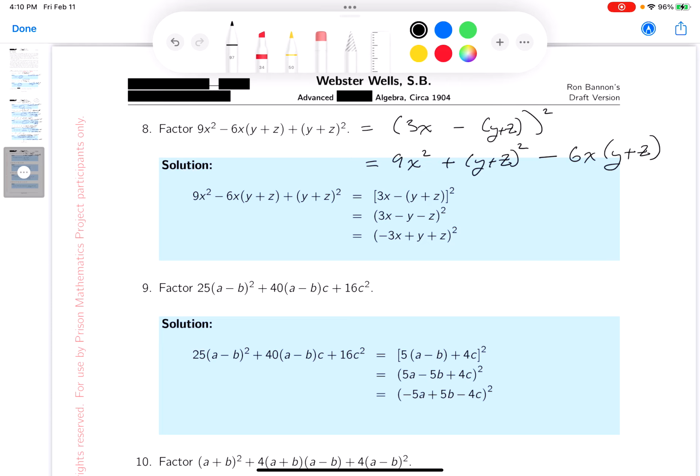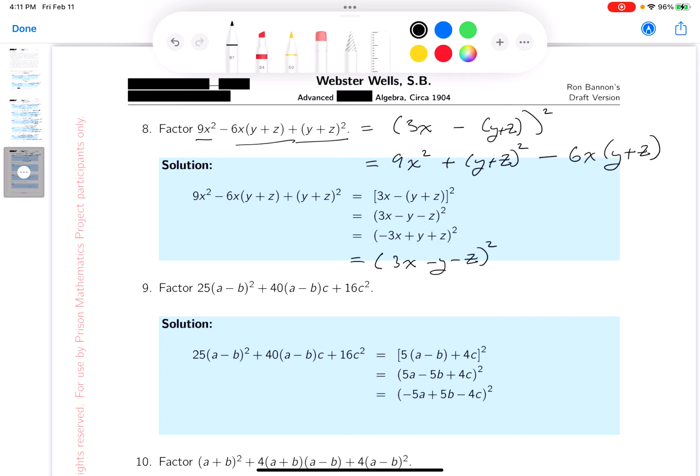Now, be honest with yourself. This is what they have over here. I'm seeing this, I'm seeing this, and I'm seeing this. I want to simplify it a tiny little bit, though. The way I write that down is 3x minus y minus z, squared.